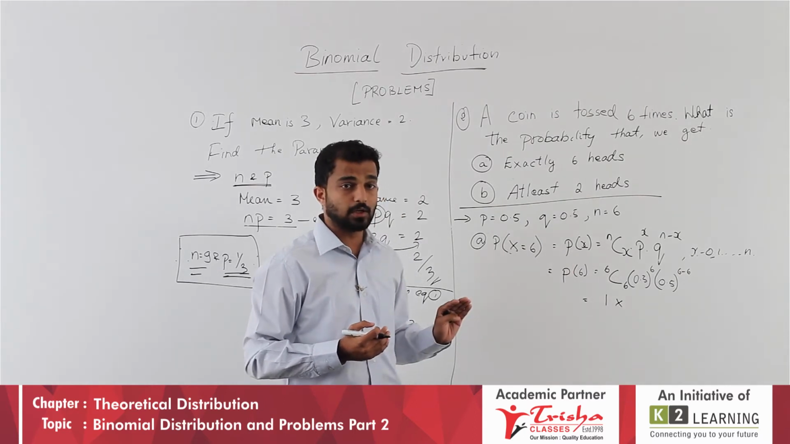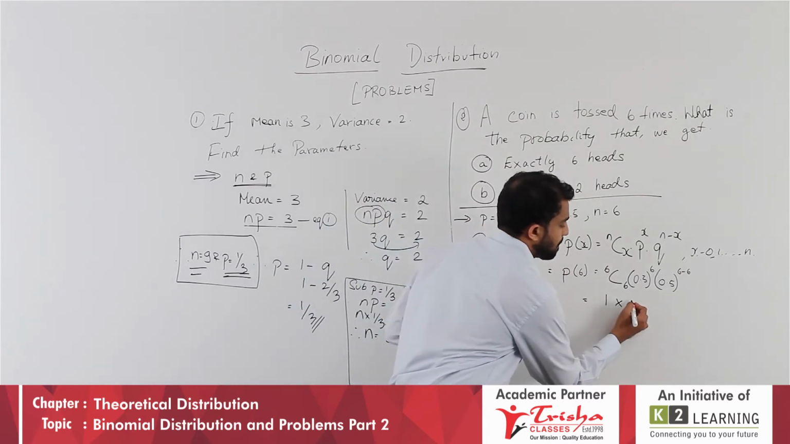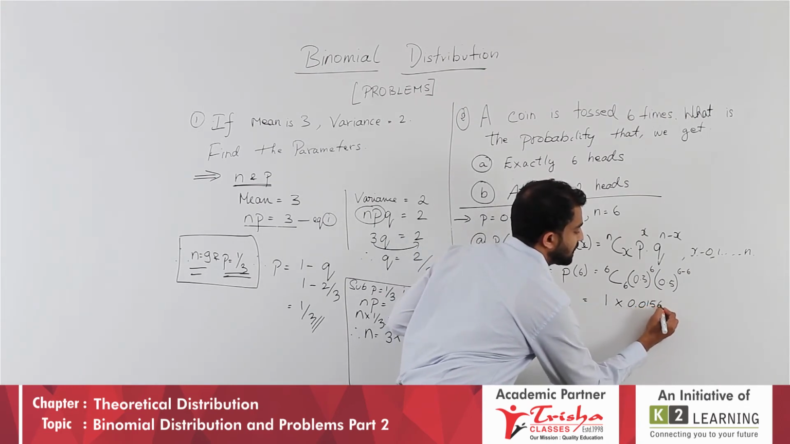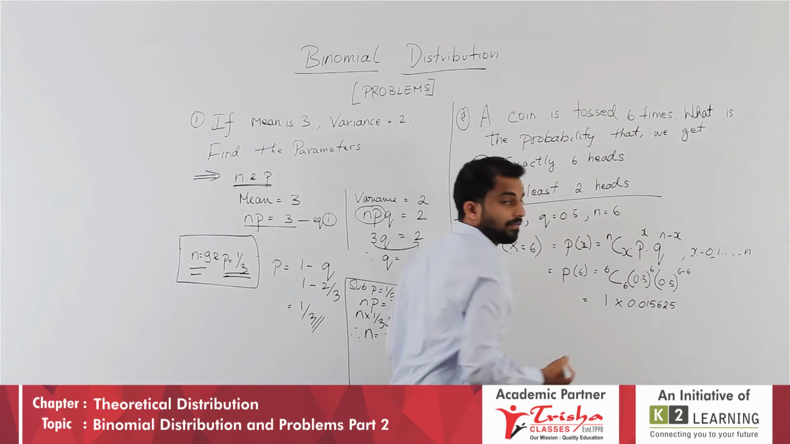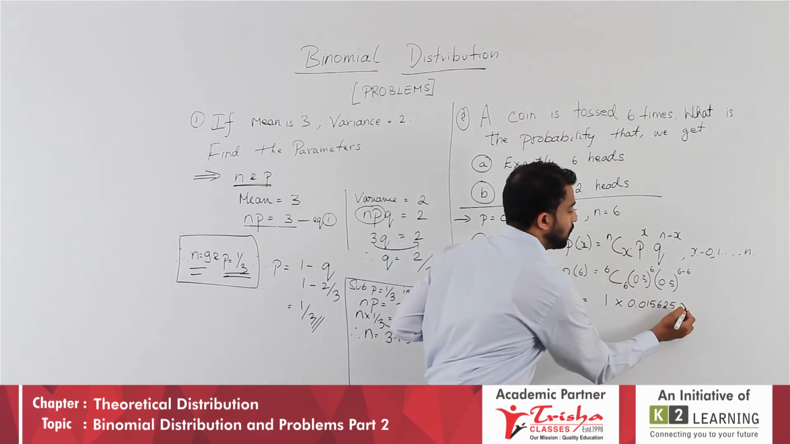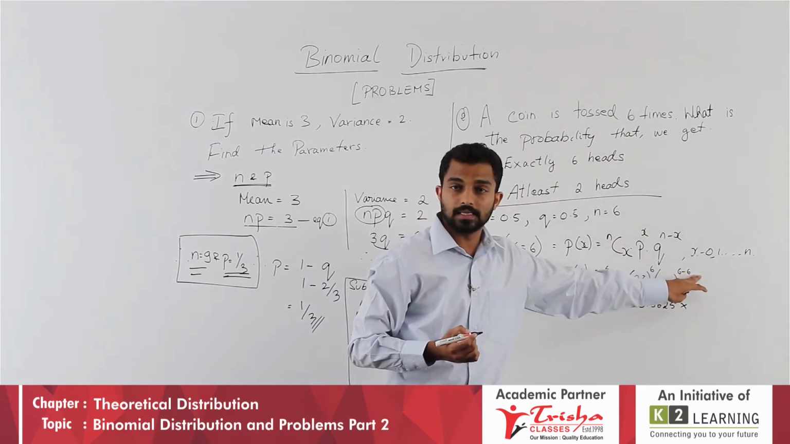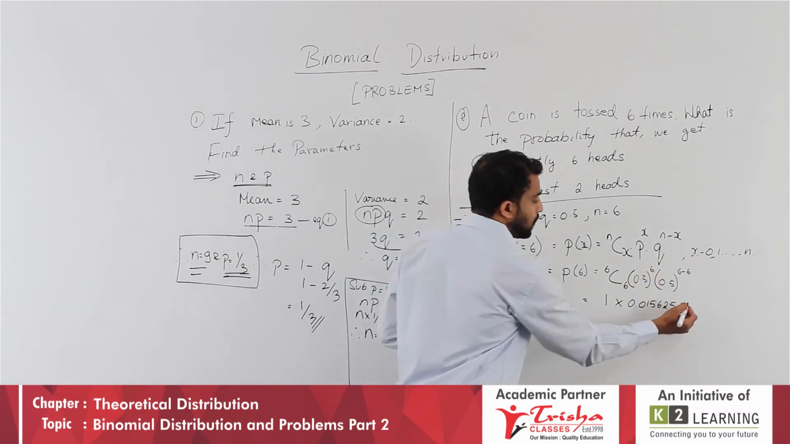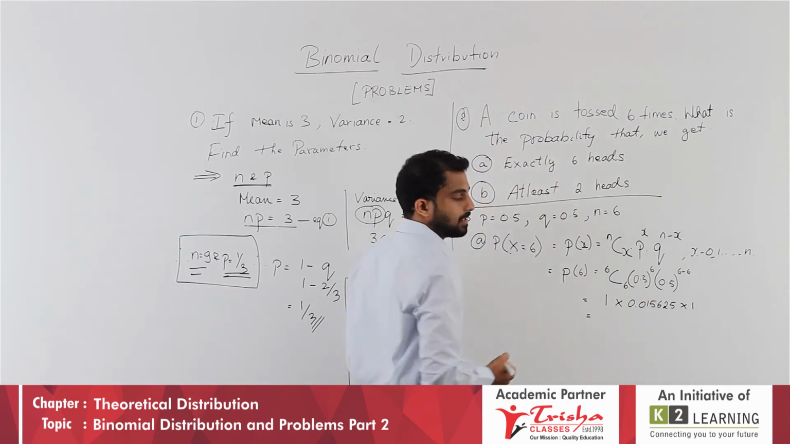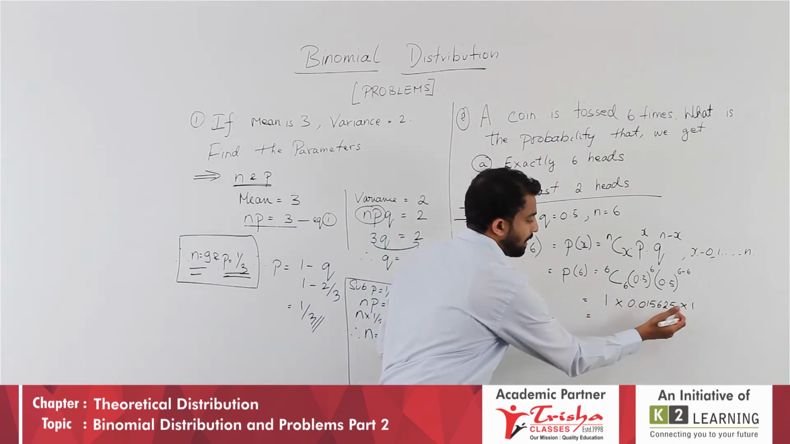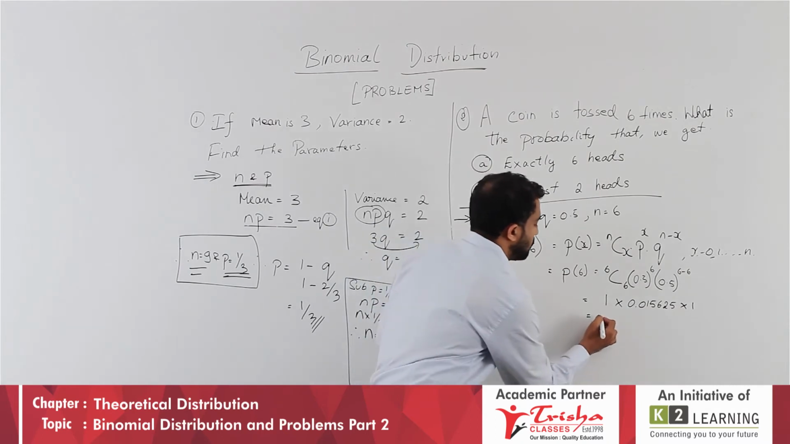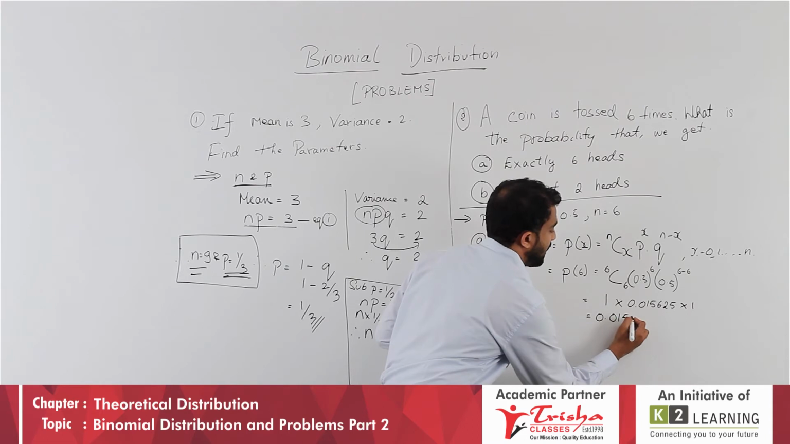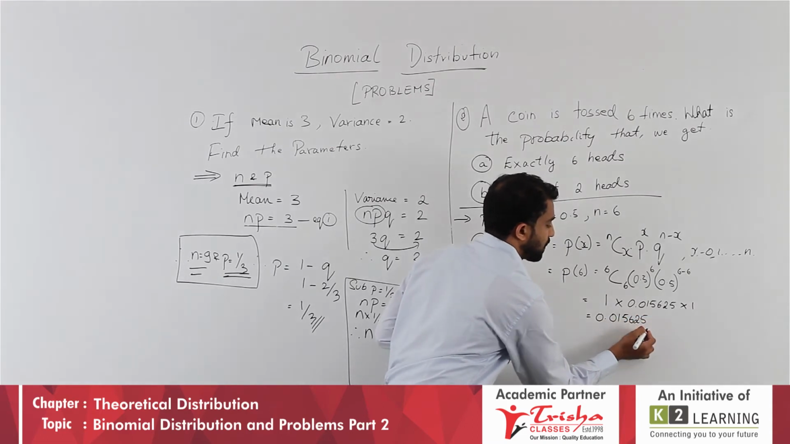And what will be the answer you will get? You should get it as 0.015625 into 6 minus 6 is 0. Anything raised to the power 0 is equal to 1. So the final answer here will be into 1 itself you have to do, which is the same thing, that is 0.015625.